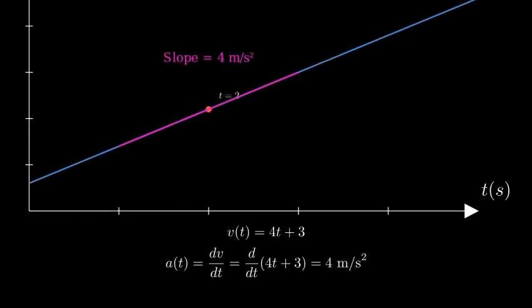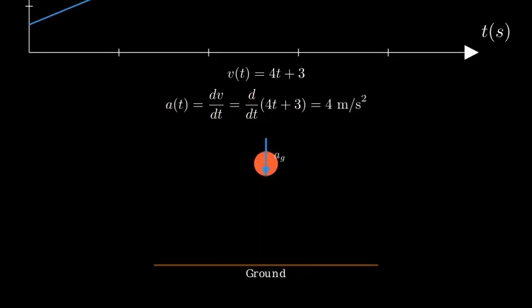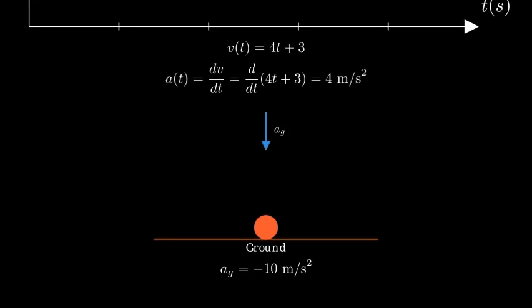The acceleration due to gravity on Earth is approximately negative 10 meters per second squared, meaning downward. And it is important we use the negative 10 because that is in our CED, not 9.8.